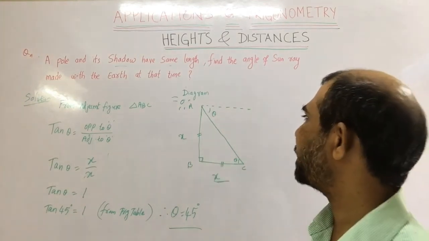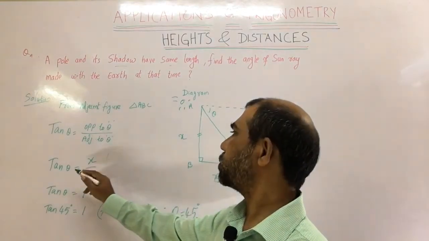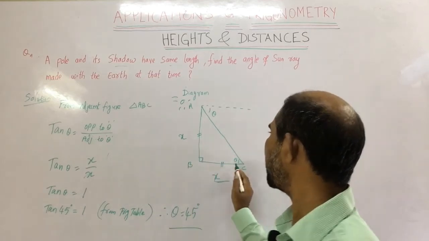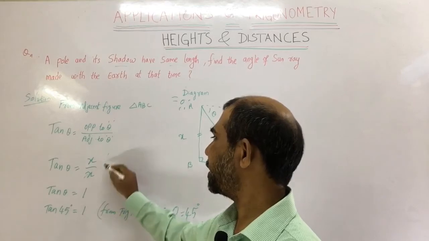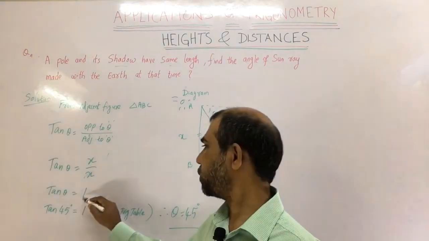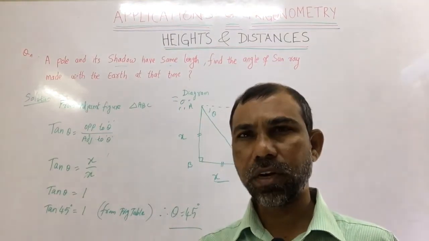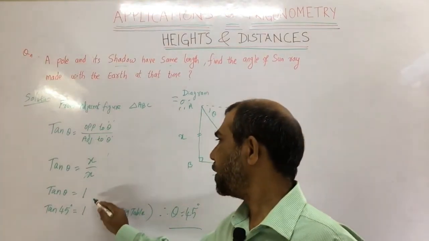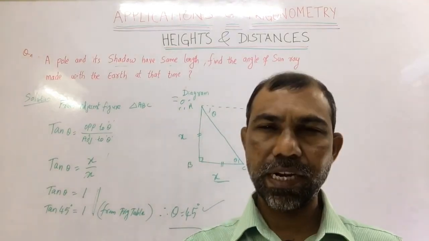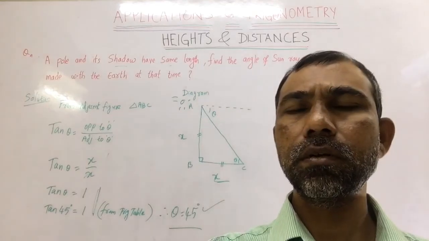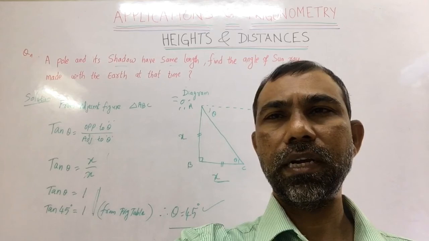By taking the tangent, tan theta is opposite over adjacent. Opposite is x and adjacent is also x, they get cancelled and the value is 1. Tan theta is 1, but from the trigonometric table we know that tan 45 degrees is equal to 1. When you compare these two, you get theta is equal to 45 degrees. The angle of the sun rays with the earth is 45 degrees.